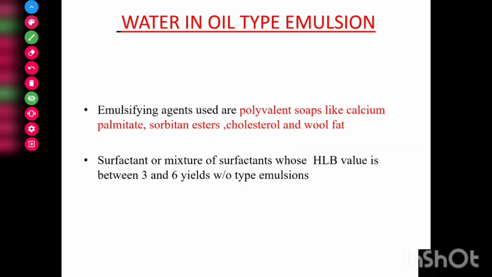Now let's see what are the different emulsifying agents used to prepare water in oil type emulsion. Emulsifying agents such as polyvalent soaps like calcium palmitate, sorbitan esters, cholesterol and wool fat. These are the agents used to prepare water in oil type emulsion. A surfactant or mixture of surfactants whose HLB value is between 3 and 6 yields water in oil type emulsion.